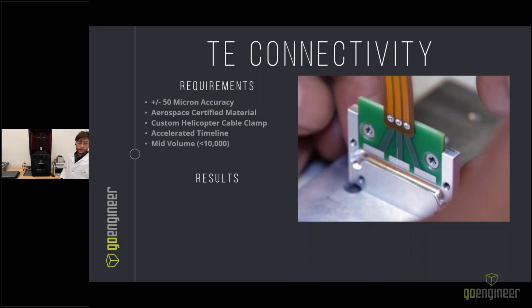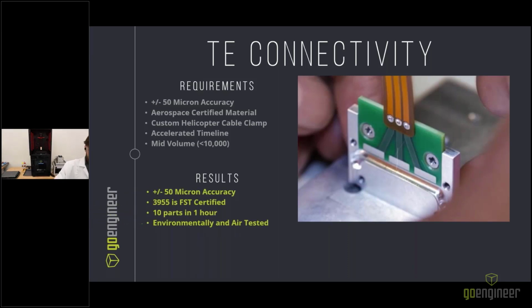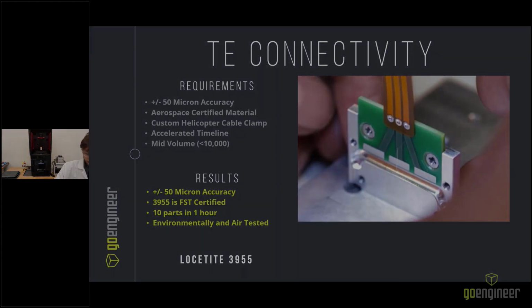TE Connectivity, I think, is the second largest plastic injection manufacturer following Lego. They make about 192 billion parts per year. They needed to make an aerospace helicopter clamp for some electrical connectors. And as you could guess, they used 3955. This is an FST certified material. It delivered a 50 micron accuracy and 10 parts in 1 hour. It was environmentally and air tested, delivering the performance that they need.